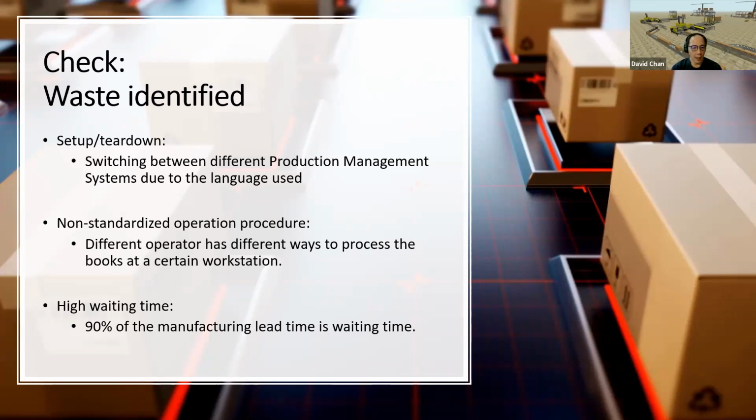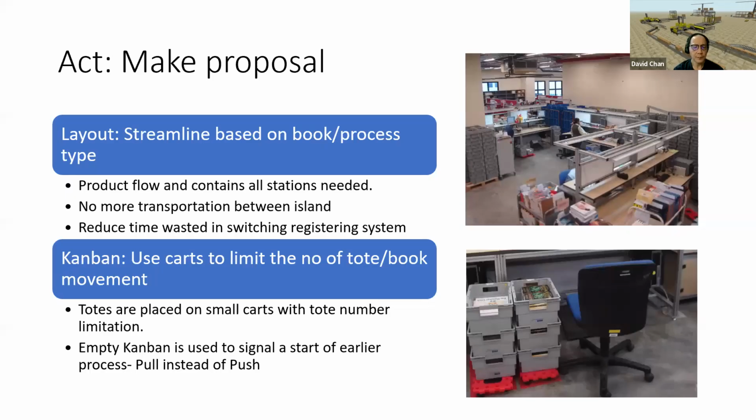And we also find that, out of the manufacturing lead time, roughly 90% of the time the books are in the waiting stage, which is again a non-value-added activity: waiting 90%. If we are able to reduce this percentage, the books will be able to be pushed out of the system in a shorter time. So this becomes a waste.